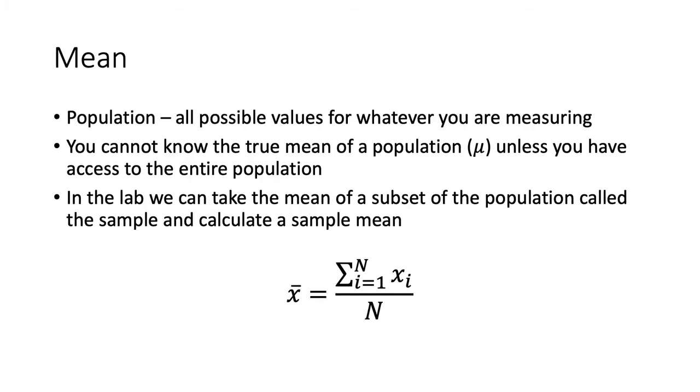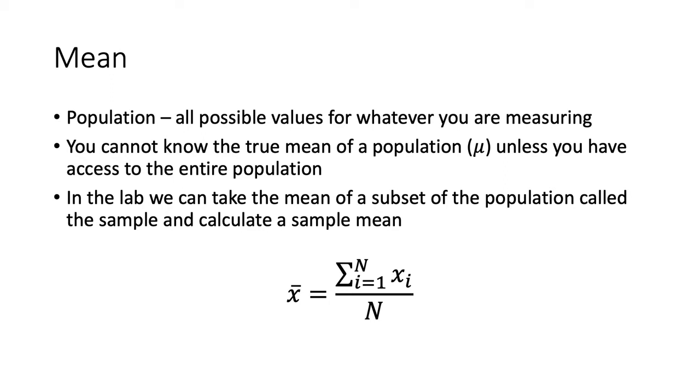And this goes back probably to middle school when we talk about the mean or the average of a sample. So in statistics land, they call all of the possible values that you could measure of something the population. And it's really hard to know the true mean of the population unless you have access to the entire population and you've taken all possible measurements, which is pretty much impossible, especially in the case of 5310. We're not going to be making all of the possible measurements there are for each quantity that we measure. So in the lab, we can take the mean of a subset of the population, we call that the sample, and then calculate our sample mean.